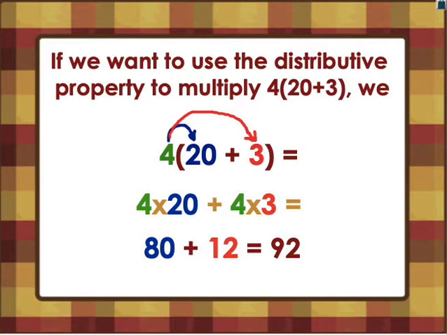I don't know off the top of my head 4 times 23. So instead, we can write it as you see below. We can distribute the 4 to our different numbers inside the parentheses. So we're going to write it again as 4 times 20 plus 4 times 3, because I know those two multiplication facts much better than I know 4 times 23. So I'll do 4 times 20 is 80, and 4 times 3 is 12, and when I add those together, I get 92.